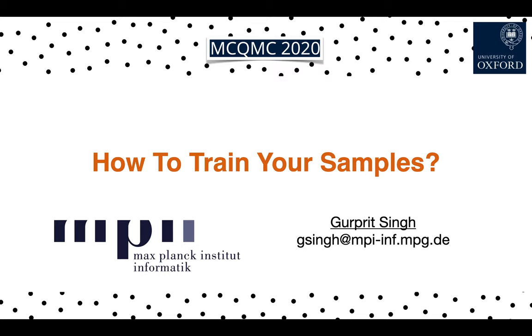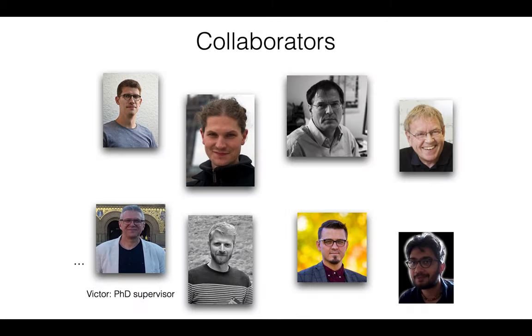Hello everyone, my name is Gurprit Singh and I'm a researcher at Max Planck Institute for Informatics in Saarbrücken, Germany. Today, I will present our work on how we can use neural networks to design sample correlations. This work was done in collaboration with Thomas, Tobias, Carol, and Hans-Peter.